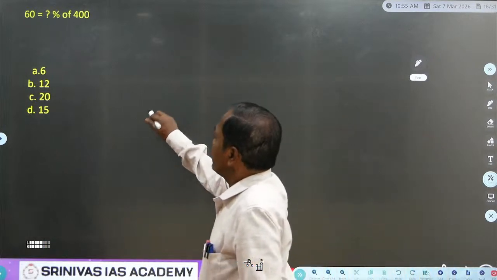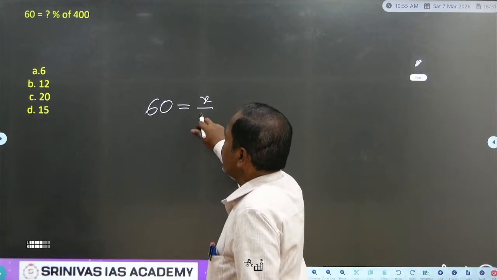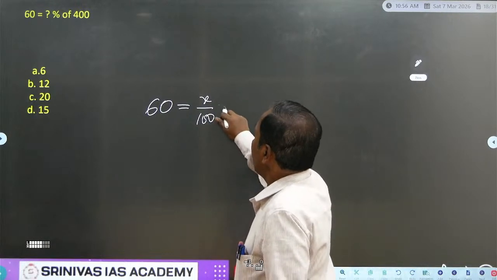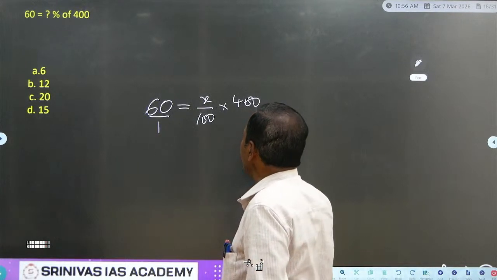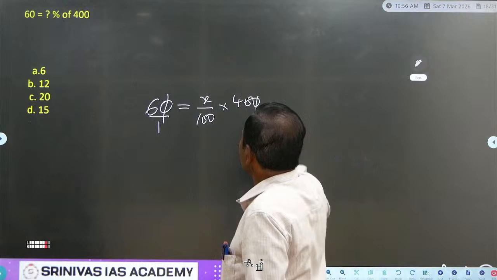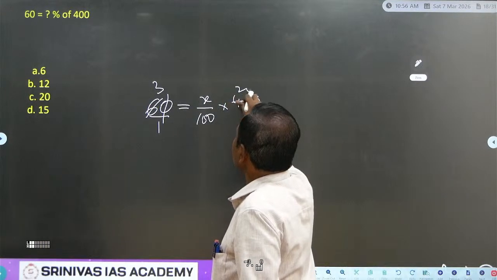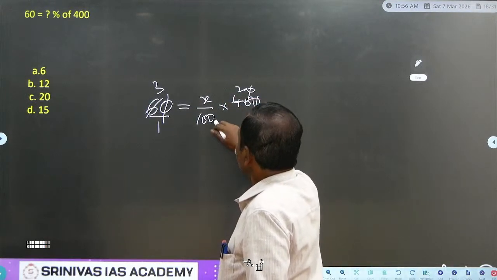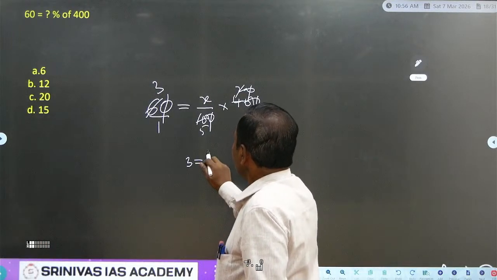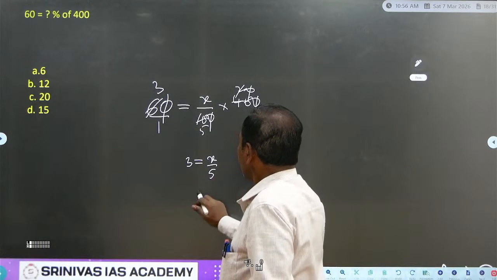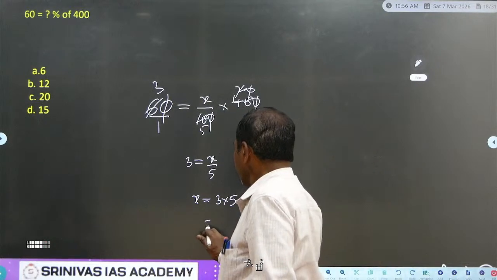Now 60 equals x percent of 400, right? Nothing else is there, so you can consider 60 by 1, and the 0s get cancelled. Now 2 3s are 6, 2 20s are 40. The 0s cancel here, 2 1s are 2 5s. It means 3 equals x by 5. So x equals 3 into 5. Therefore, 15.